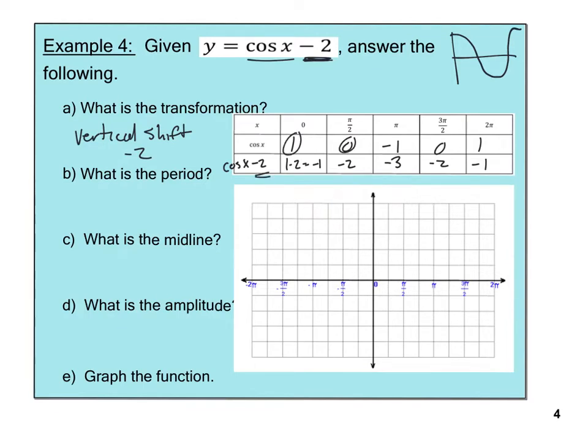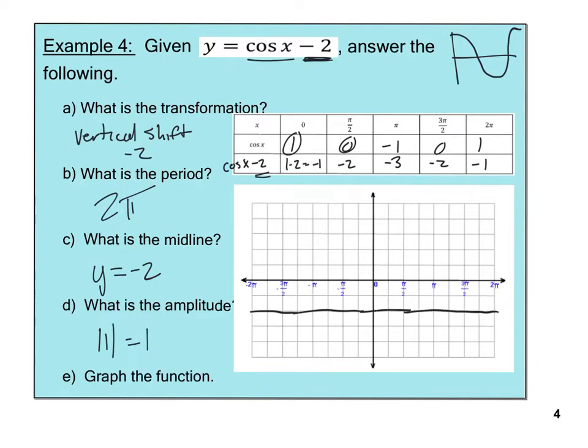Nothing else changes. It's still a period of 2 pi. The midline now goes down 2 to -2. My amplitude does not change at all. All I'm doing is either making the amplitude bigger or shifting it up or down. But now my midline is down here.